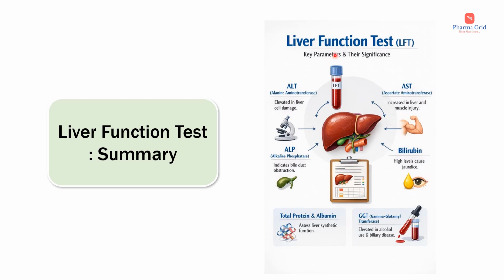So in this slide, you can see the summary of liver function tests and what the key parameters and their significance are. Mainly ALT, that is alanine aminotransferase, AST, aspartate aminotransferase, ALP, alkaline phosphatase, then bilirubin, total protein and albumin, then GGT, gamma glutamyl transferase.